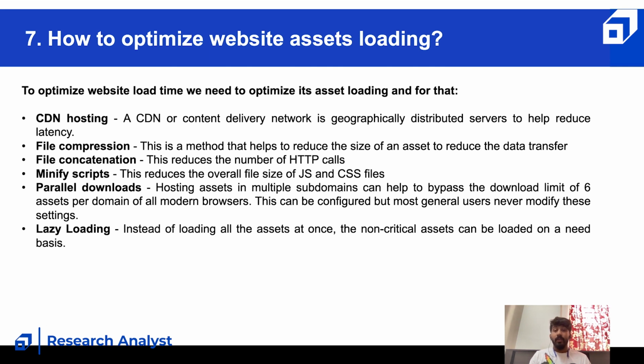Then file compression. This is the method that helps to reduce the size of an asset to reduce the data transfer. For example, let's say you have a website where people can upload and put their profile picture. It doesn't make sense to have a 10 megabyte profile picture, right? So there should be a compression algorithm in place which will automatically reduce the size of the image, because the profile picture is going to be a really small icon at the very top.